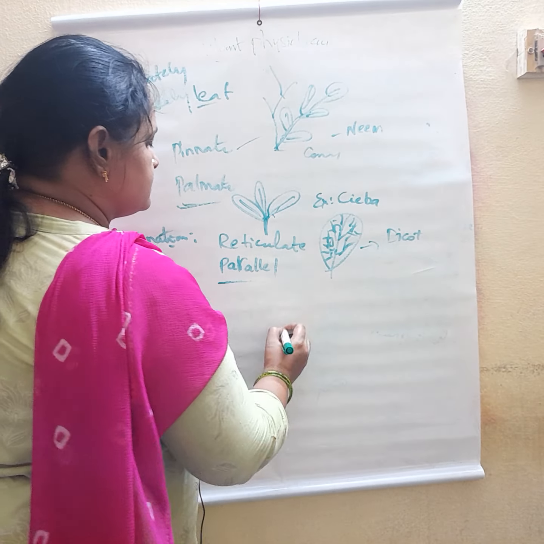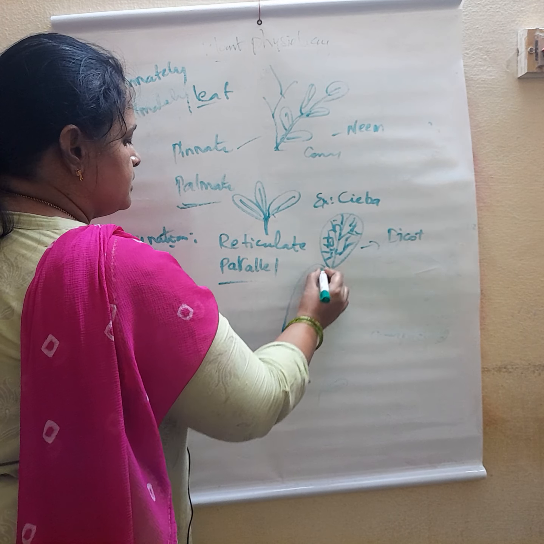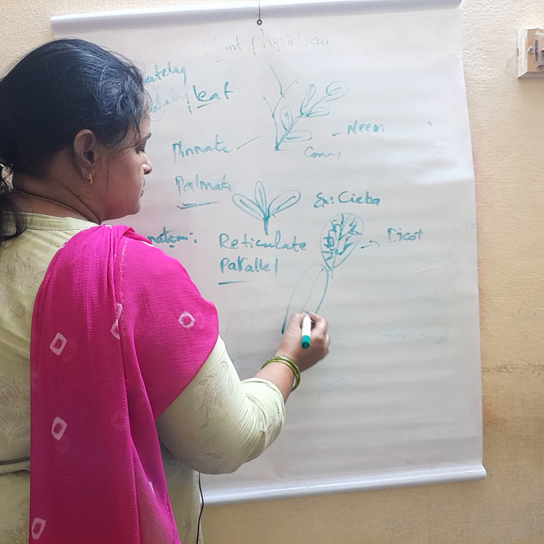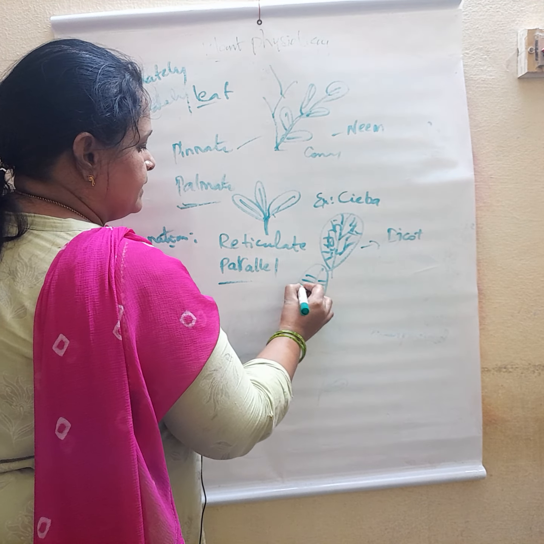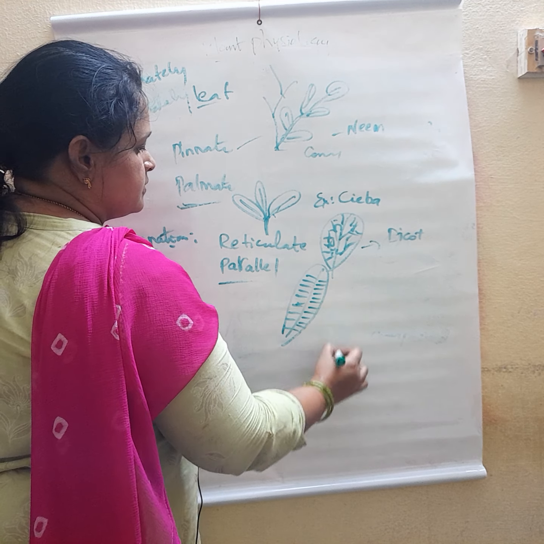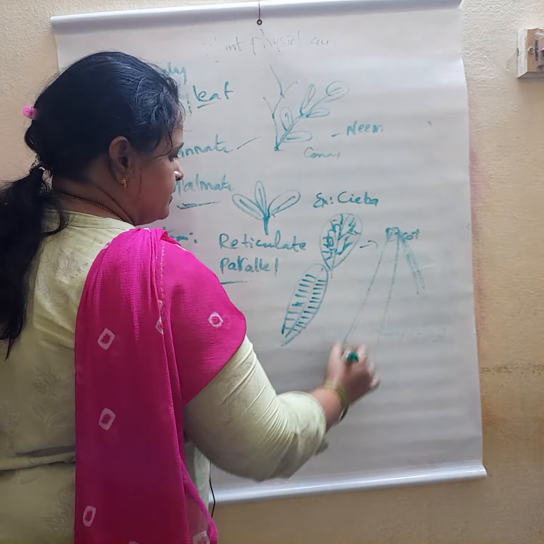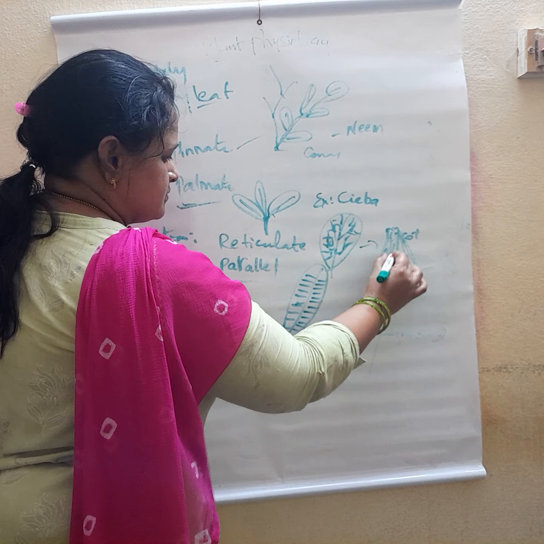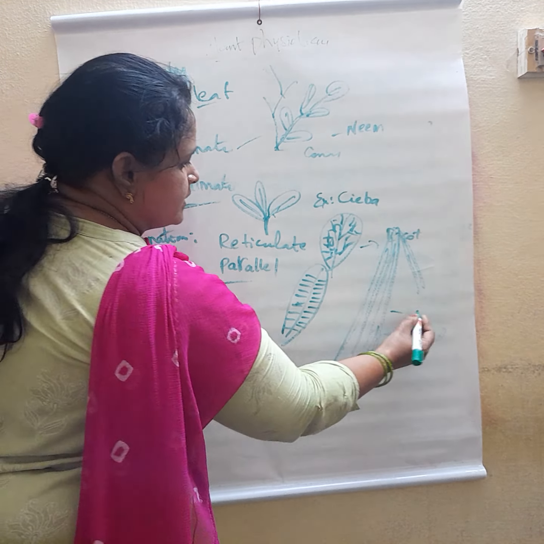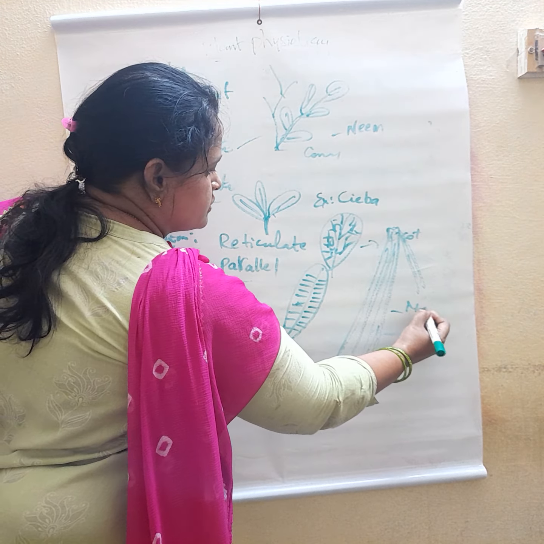Parallel venation means the veins are parallelly arranged. If you take an example like grass, it has parallel venation. Parallel venation is mostly seen in monocots. Monocots have parallel venation. Reticulate venation and parallel venation.